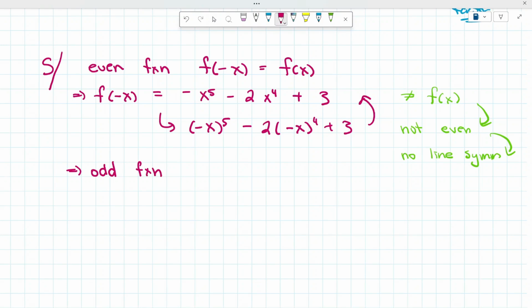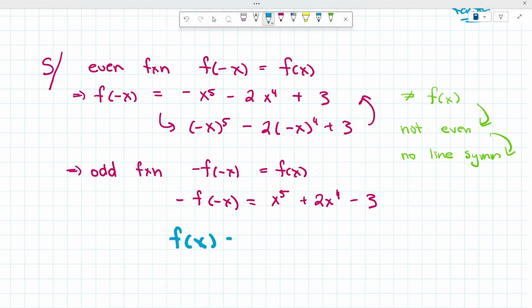We remember that an odd function satisfies -f(-x) = f(x). We already found f(-x), so we're just going to put the negative in front of all of that. So -f(-x) = x^5 + 2x^4 - 3. And does that equal our original function? Just so you know, our original function, for memory, is f(x) = x^5 - 2x^4 + 3. Nope, this does not equal our original function.